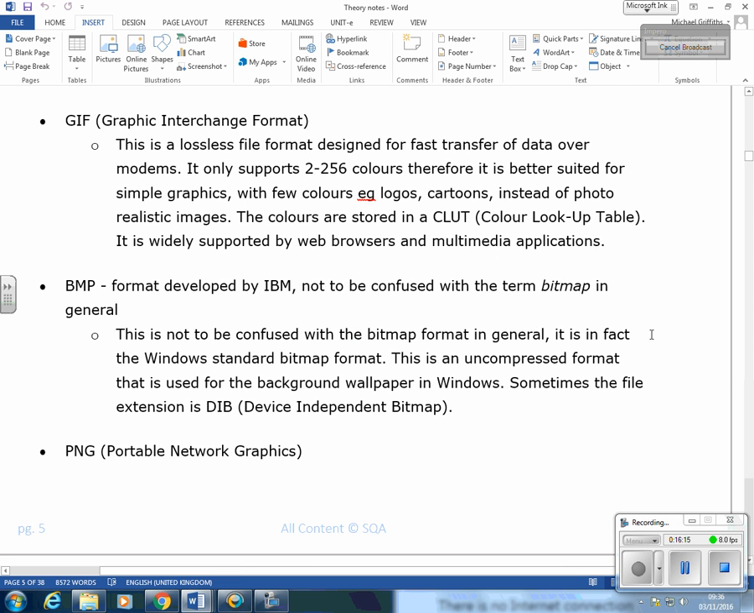Then next, sorry, I'll touch back on GIFs. GIFs support transparency, which can be very useful in a website if you're putting in a logo and you want the background to match up. PNG does as well. GIFs also support animation. You've all seen daft wee animated GIFs online, yes. So they're still popular for that.